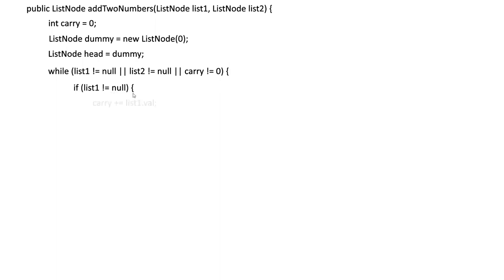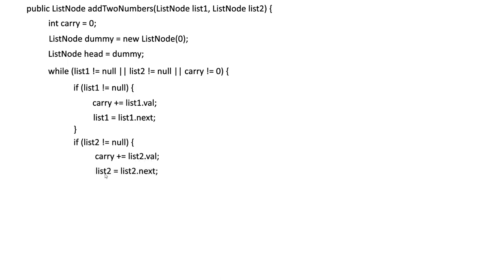So we'll deal first with list 1. If that's not equal to null, then we're going to assign carry plus equals list 1 value, and then assign list 1 equal to list 1 next. We're going to do the same thing with list 2. If not equal to null, carry plus equals list 2 value, and then list 2 equals list 2 next.